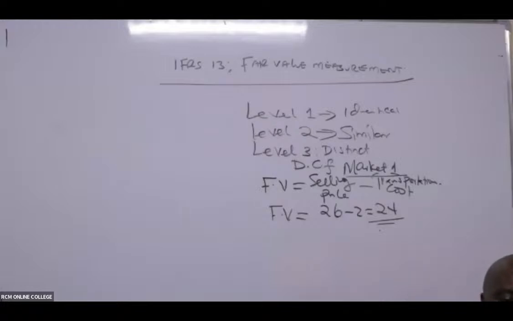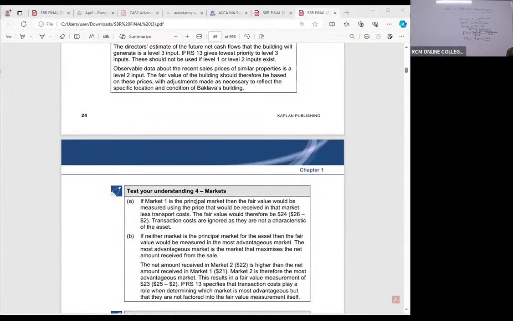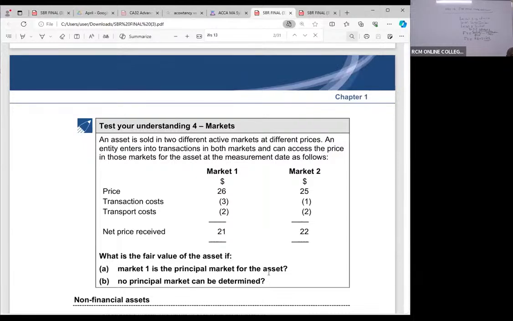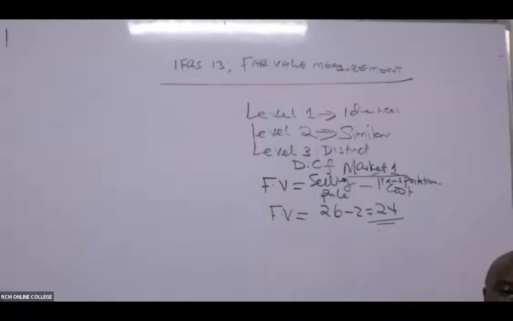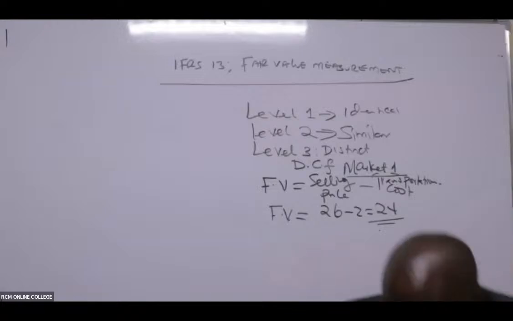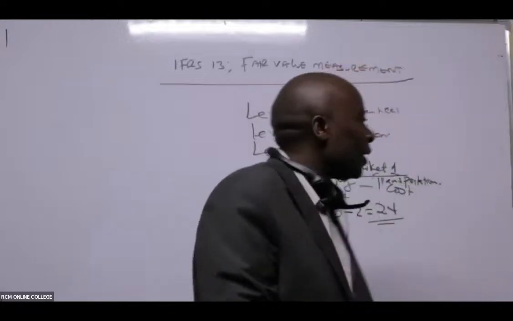Then look at the second question here. In this case, no principal market can be determined. So if there is no principal market which can be determined, we shall always go to the second scenario where we ask ourselves, between the markets given, which is the most advantageous market? How do we get the most advantageous market?